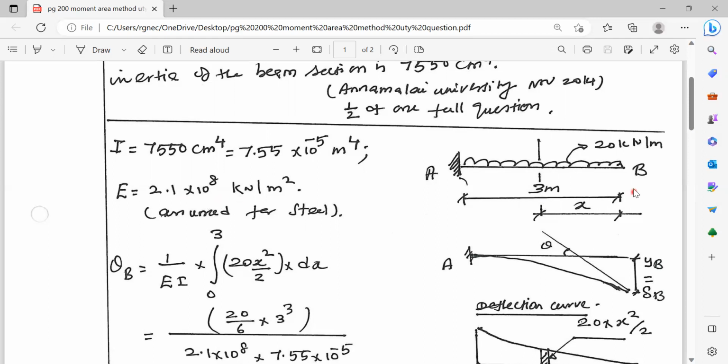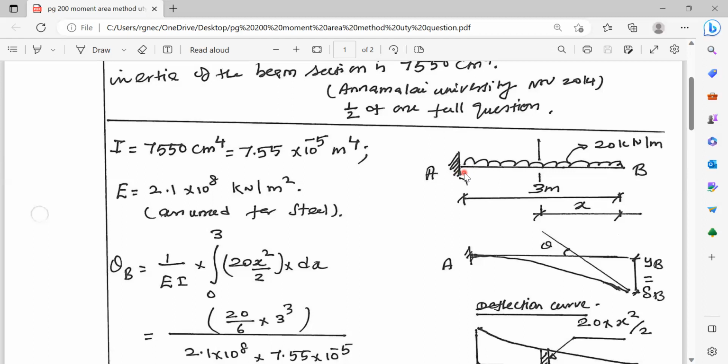Now we have to calculate the slope and deflection. In this cantilever beam, the slope and deflection are maximum at the free end of the cantilever, that is at B. First, we will calculate the slope at point B, that is theta B. Now, what about the slope at A? The slope at A is 0. Theta A is equal to 0 because the end A is fixed.